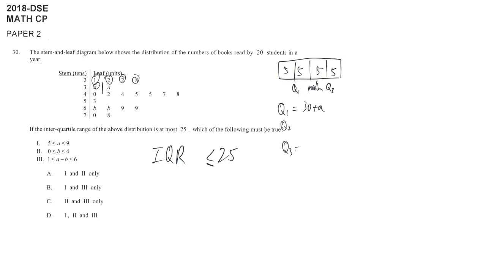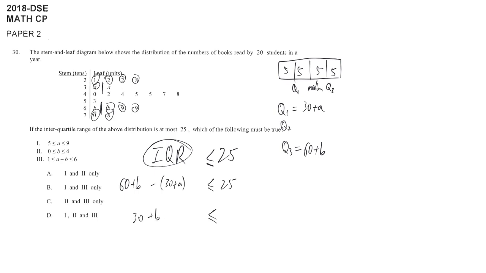Q2 is not asked. Q3, and then 1, 2, 3, 4, 5. So they're talking about 60 plus B is Q3. By using this information, that means 60 plus B, Q3 minus Q1, is at most 25. It gives us some relation between A and B. So if we multiply both sides by negative, this is 5, this is A minus B, and don't forget to change the direction.